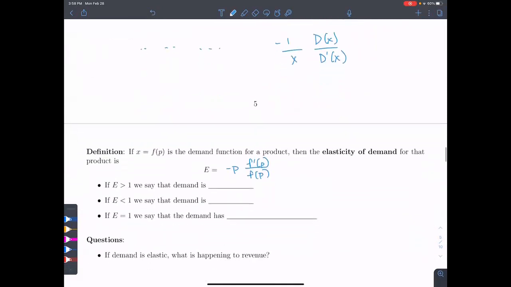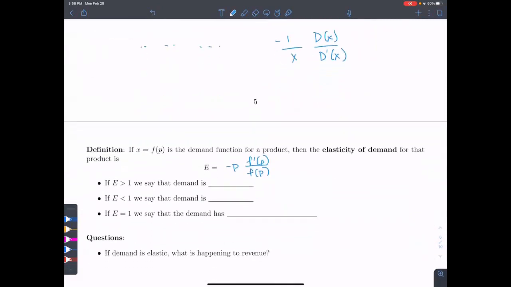So that's the thing that we're going to look at: negative P times F prime of P over F of P. If that E is greater than 1, then the demand is elastic. If it's less than 1, then the demand is inelastic. And if E, the elasticity of demand, equals 1, then we say that the demand has unit elasticity.